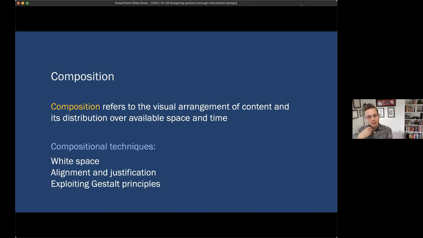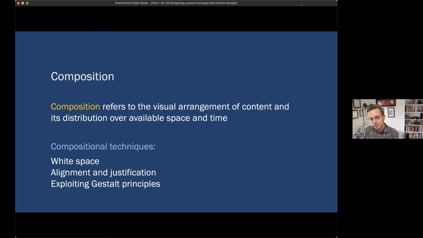So I'm going to start with composition, because composition is really one of the key entry points for how anyone comes to interact with any sort of representation of information. That's especially true for how we design a poster, for example. When I talk about composition, I'm referring to the visual arrangement of content, where it appears on the page or on the canvas, and how that content is distributed over all the space and time that's available for it to be distributed. There are some key techniques we can use to improve the composition of any sort of figure or poster. Those include white space, alignment and justification, and then finally exploiting gestalt principles of perceptual organization.